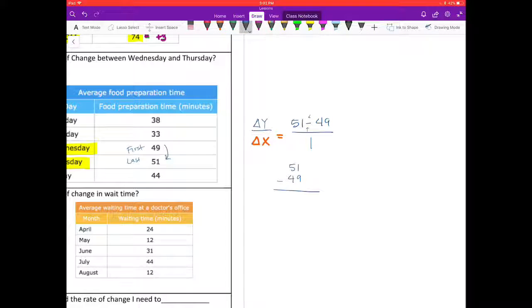Right? Now, you can't take away from 1, so you got to borrow. So that's 4, and that's 11. And then 11 minus 9, 2. Oh, the change in Y is 2.